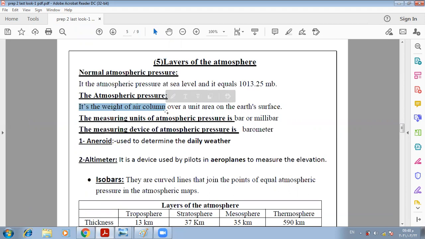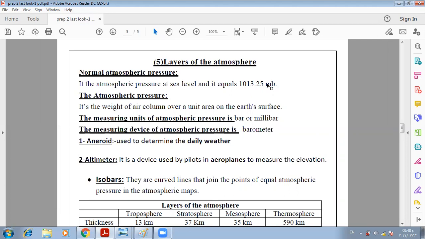تمام؟ طيب إيه هو بقى normal atmospheric pressure which we live at sea level? It's equal 1013.25 millibar. Millibar. What's the meaning of millibar? Just إني حطيت unit, that means إن هي دي measuring unit.